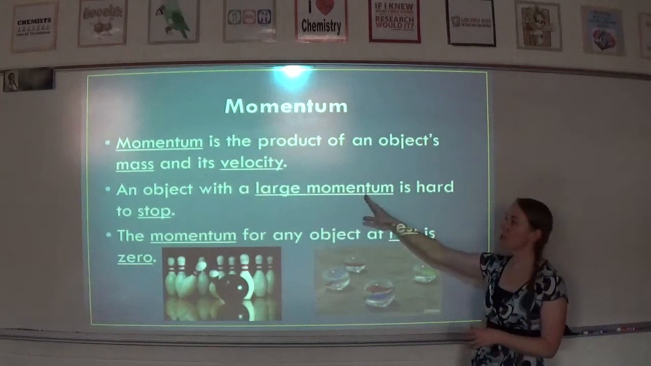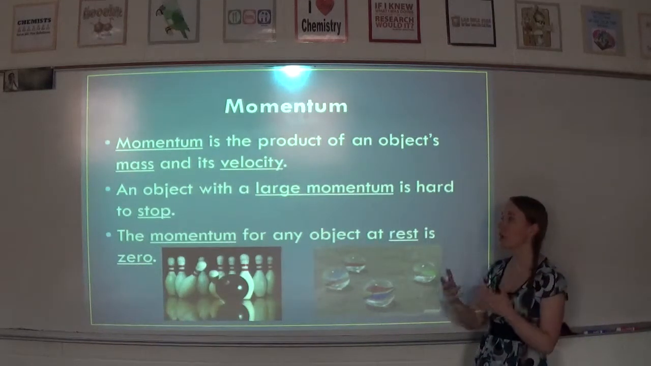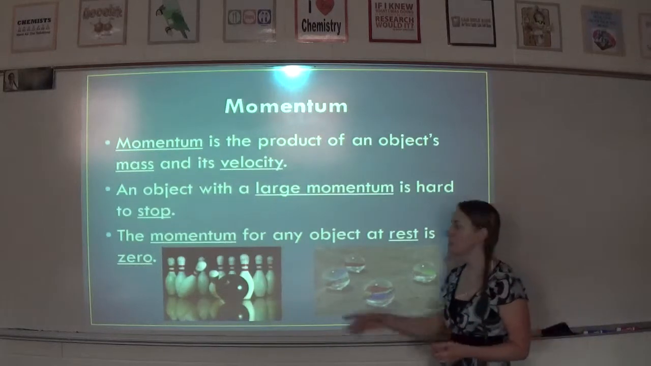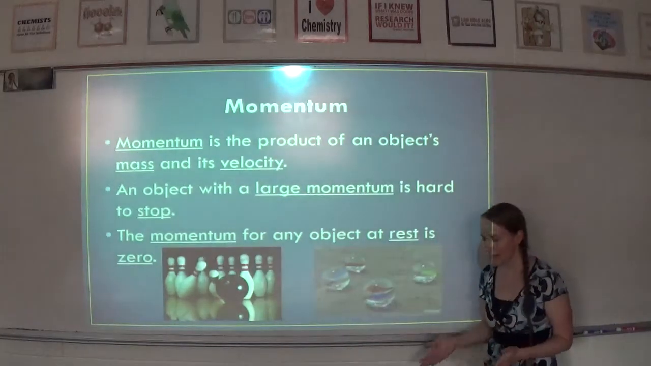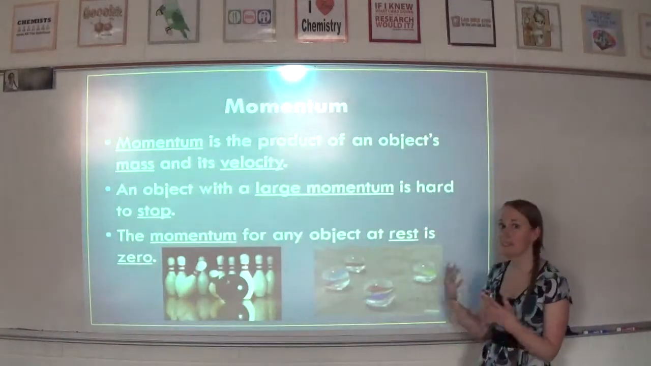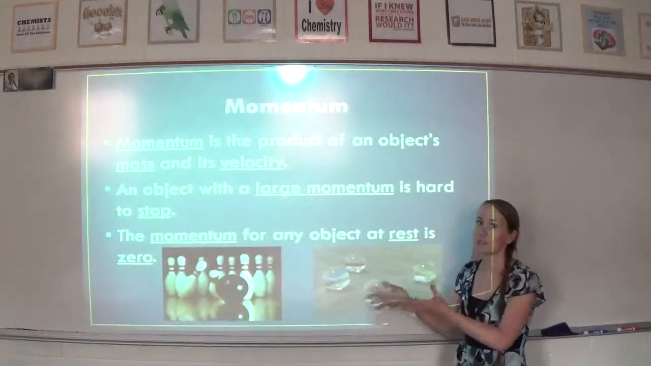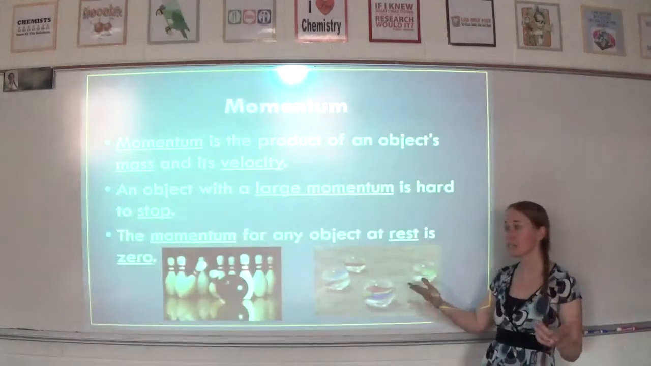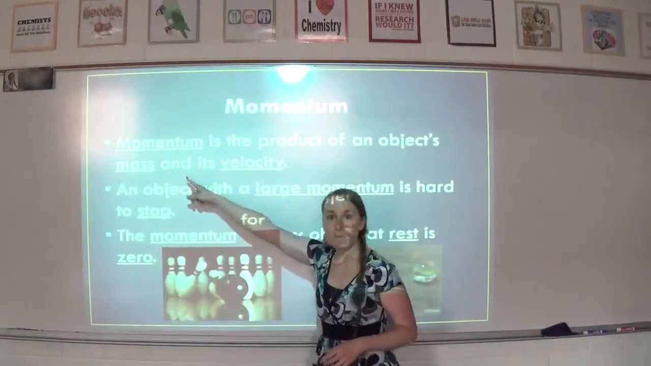And then the larger the object, the heavier it is, the harder it is to stop. For example, if somebody rolls a bowling ball towards me, I can just reach down and stop that. But if there's a car coming at me with the same velocity, I'm not going to be able to stop the car because it has a lot more momentum because it has a larger mass.